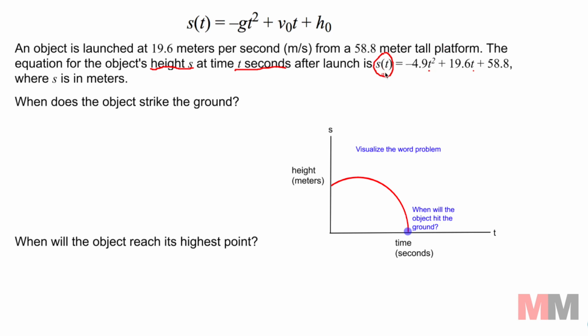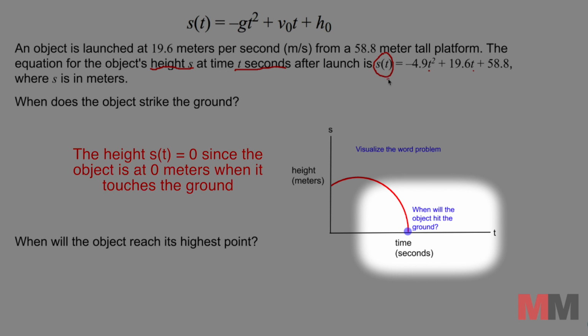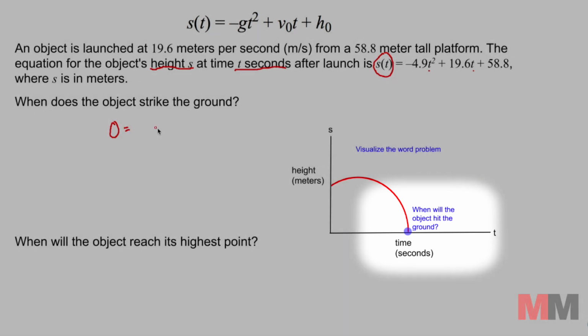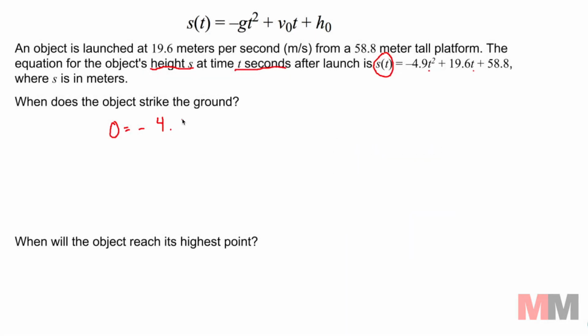If this represents the height of the object at any given time and it strikes the ground, then the height will be 0. So we're just going to replace this with 0 equals negative 4.9 t squared plus 19.6 t plus 58.8. This means that if I solve this for t, then I will know what time it will take for that object to hit the ground.